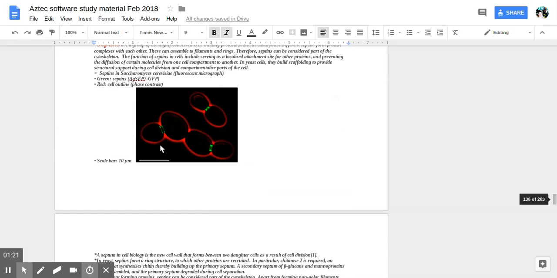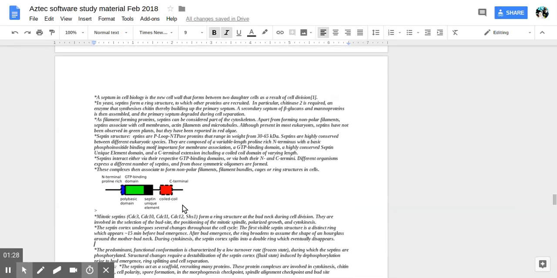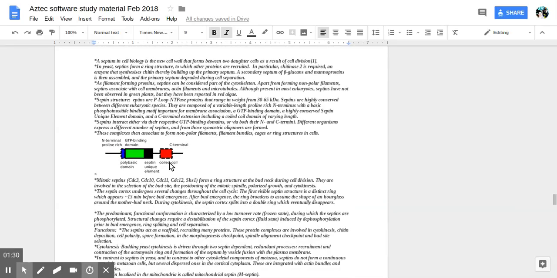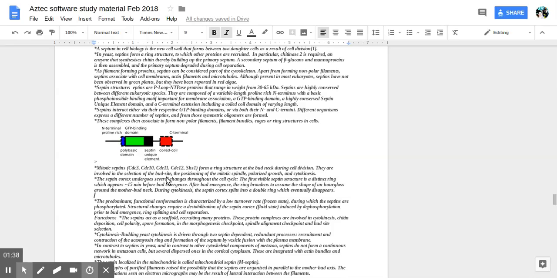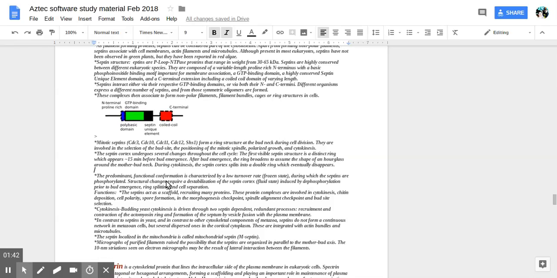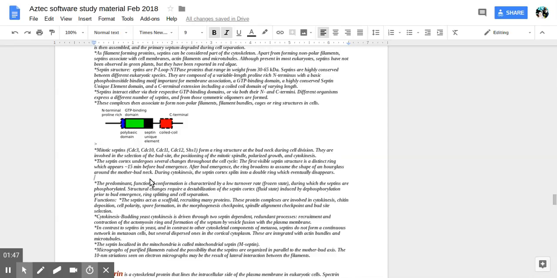So this is a picture of septins. The green is the stain of the proteins. This is what it looks like right here. It has a GTP binding domain, so it uses energy to work, and it also associates with other proteins as well. And it has a huge role in cell replication.